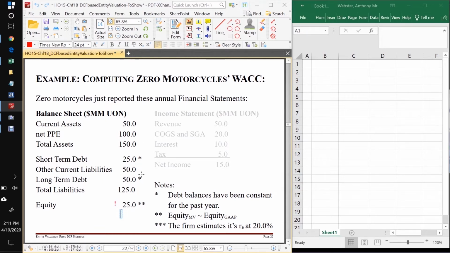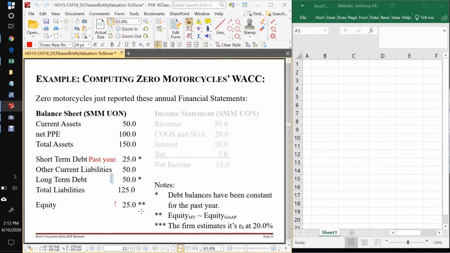Let's see what these notes say here. Debt balances have been constant for the past year. Okay, that's great. That means the most recently reported balance sheet had 25, and the year prior balance sheet was also 25. Same thing for the 50 down here. That's good to know. Otherwise, we would need the balance sheet from last year, and you'll see why in a second.